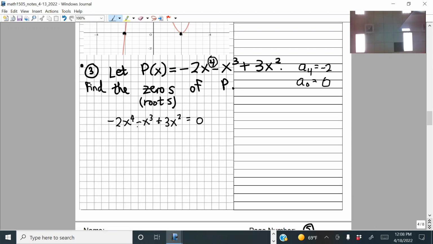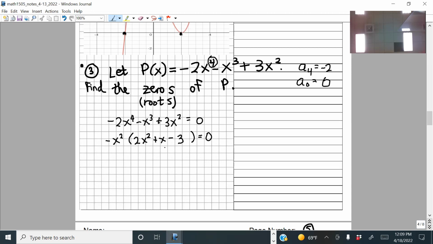X squared, right? Notice you have powers of x in every term, so you can factor out x squared. I suggest factoring out minus x squared, because that's going to help you in the long run. So if you factor out minus x squared, what will you get left with? Positive 2 x squared, plus x, and then minus 3.